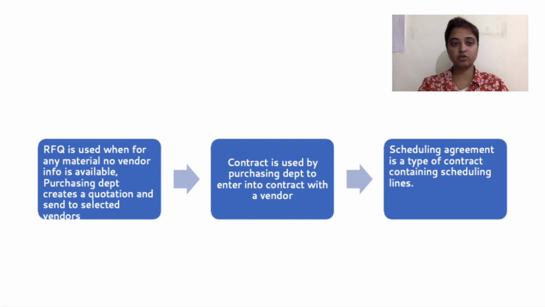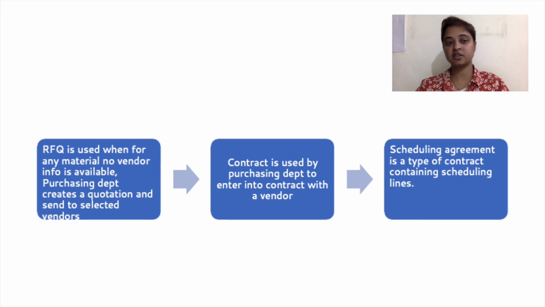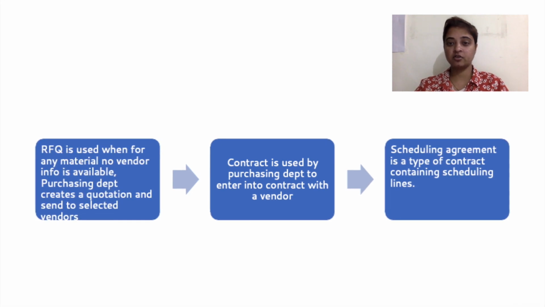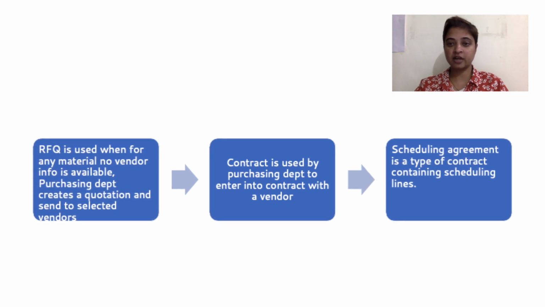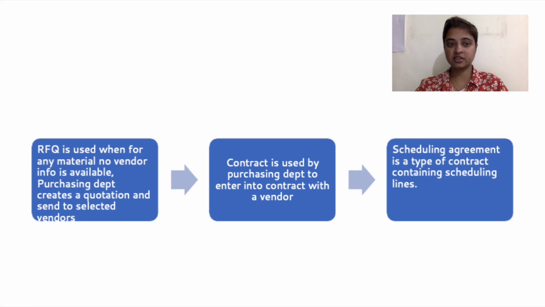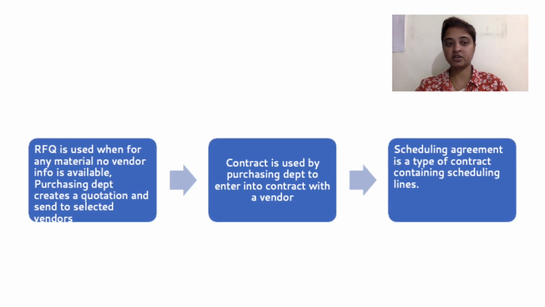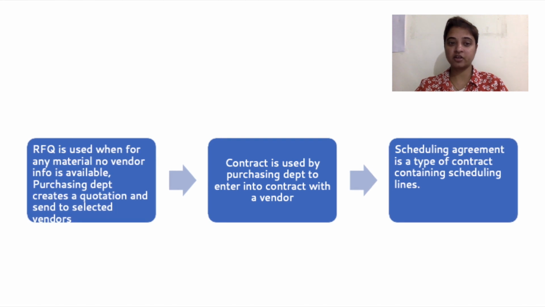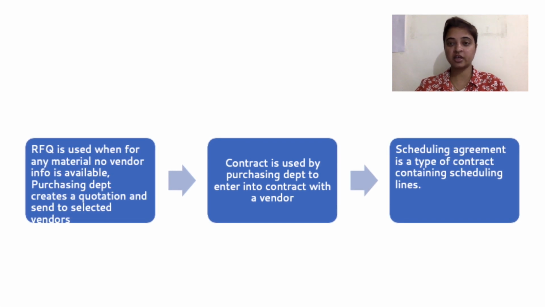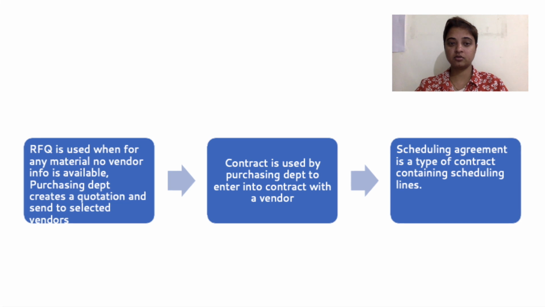Other business scenarios are such as RFQ, that is a request for quotation, which is used when for any material there is no vendor available, and no information about the vendor is available to the purchasing department. Then they will create a quotation and send it to the selected vendors. In this way they can procure the material later.